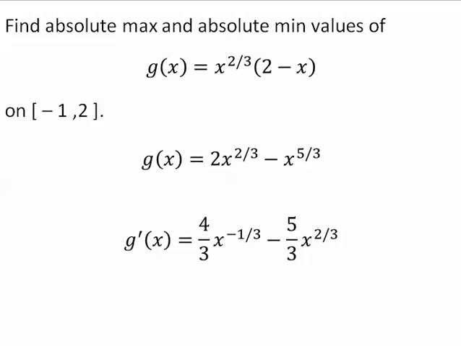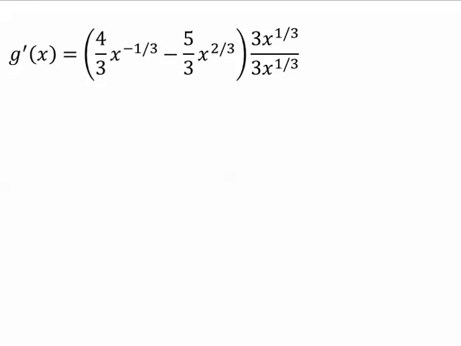Here's my recommendation on how to handle it. Notice how you have a 3 in the denominator and you have x to the negative 1/3 in one of your exponents. So I would multiply this function by 3 times x to the 1/3 over 3 times x to the 1/3. And then when you distribute the 3x to the 1/3 in the numerator into the parentheses, it cleans up really nicely.